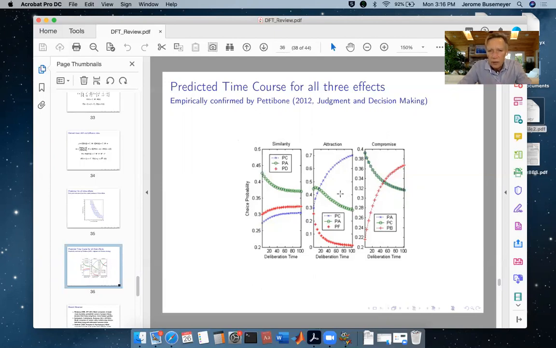Now, we predicted these results before the experiment was done. But later on, these experiments were actually carried out, and both of these findings were found. They found increases in the attraction effect and compromise effect with longer deliberation times. John Pettibone did the experiment and found that these effects actually occur empirically. So those are a priori dynamic predictions of decision field theory that were actually supported.